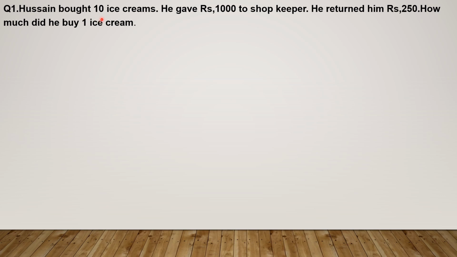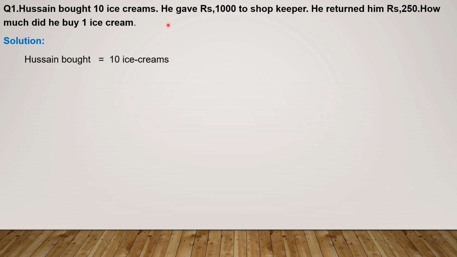If Hussein bought 10 ice creams, he is spending 750 rupees on that. What will be the price of one ice cream? This is the actual question. Let's solve this question. First of all, we will write the given information. What is the given information? Hussein bought how many total ice creams? 10 ice creams. Hussein bought 10 ice creams.